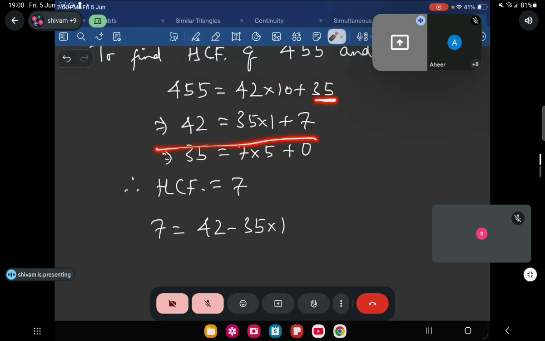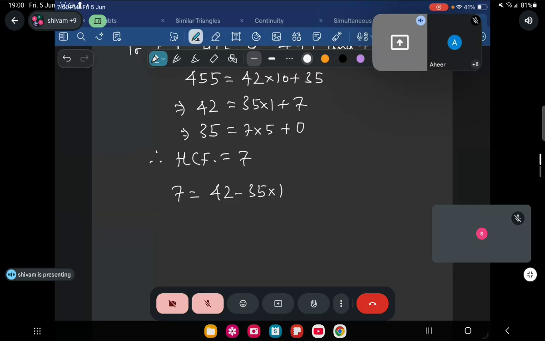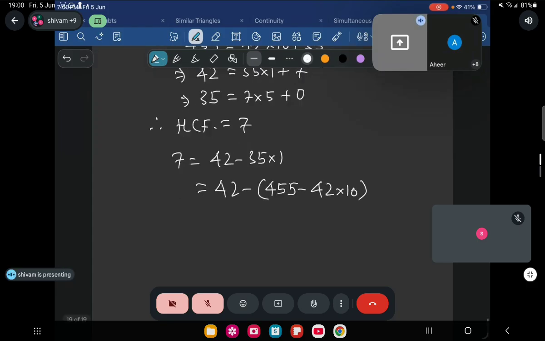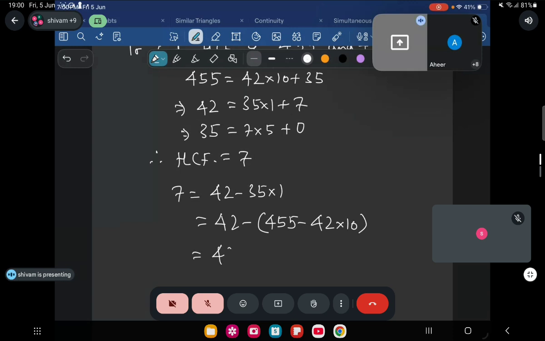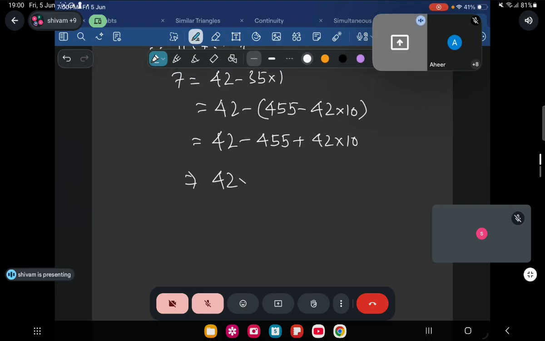Now you look at the previous step. In the previous step, you have 35. Your task is to always keep on replacing the remainders. Now 35 can be replaced by 455 minus 42 into 10. So this will become 42 minus (455 minus 42 into 10). When you open the brackets, this will become 42 minus 455 plus 42 into 10. Are you getting it? Yes. So this will become 42 into 11 minus 455.